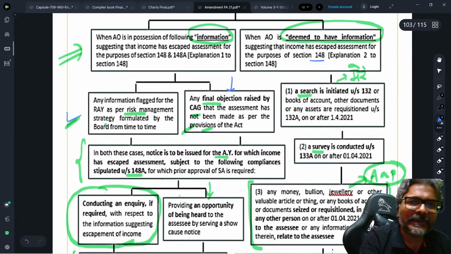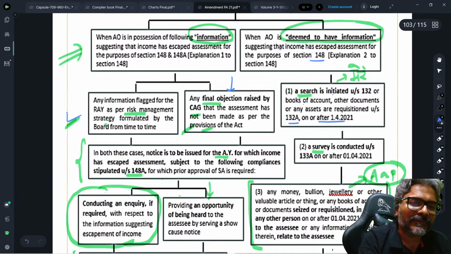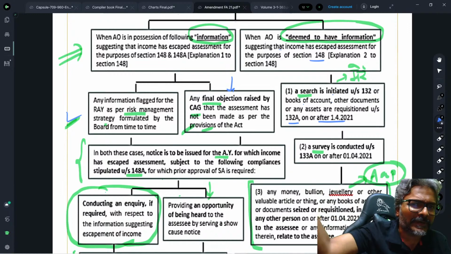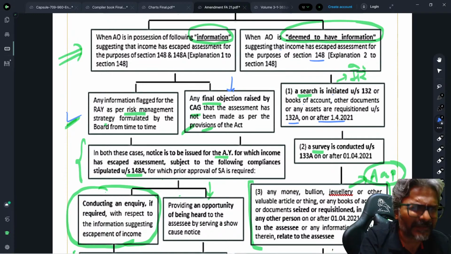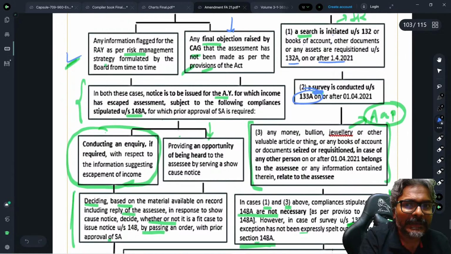Now, what is the deemed information, students? A search is initiated under 132, or the books of accounts or other documents or any other issue is requisitioned under 132A on or after 1st of April 2021. So search under 132 or requisition under 132A. Clear with this one? That is what we have done. And also survey. So survey also will result in a deemed information. Survey under 133A, students. Just keep that in mind.